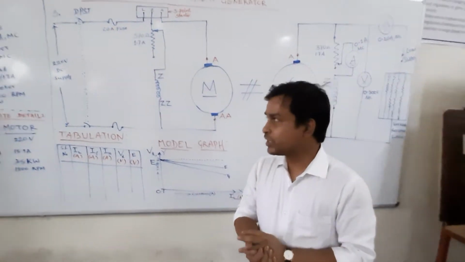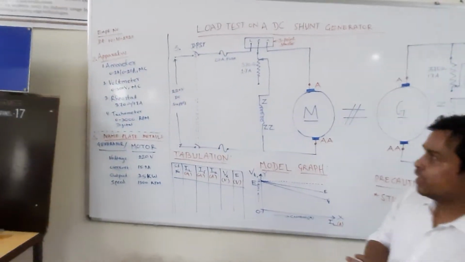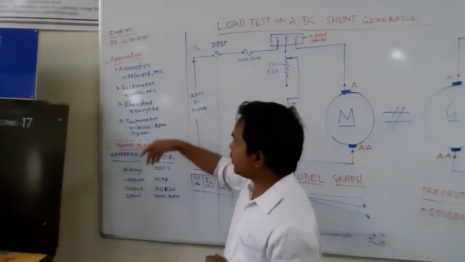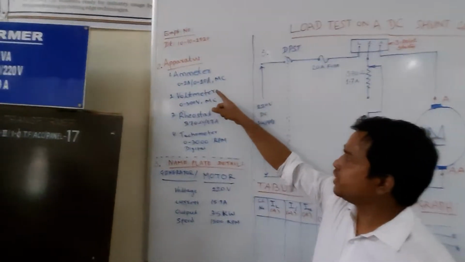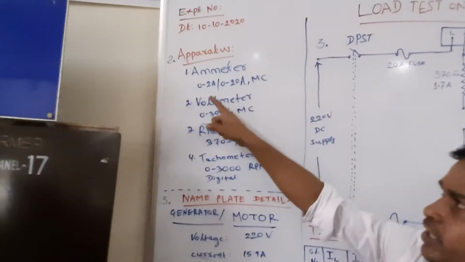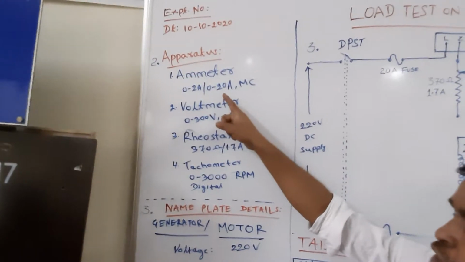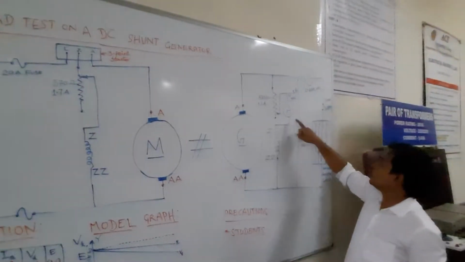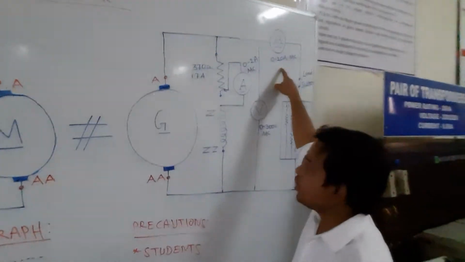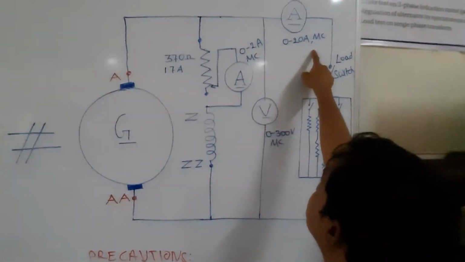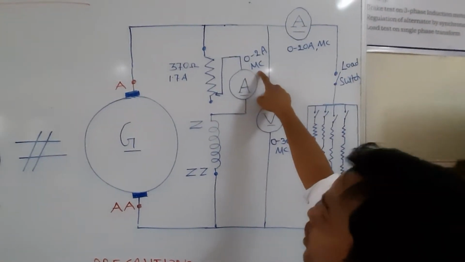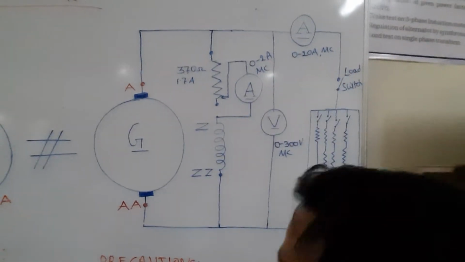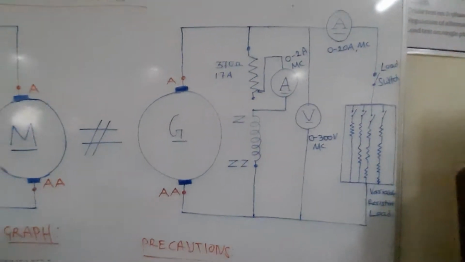Next, what are the things we need to do this experiment? That is your apparatus required. Here we have ammeters. I need 2 ammeters. One is 0 to 2 ampere, another is 0 to 20 ampere. It is shown here. Both are MC type. The meaning of MC is moving coil. What is moving coil? You will learn that in third year. Now we have a voltmeter.